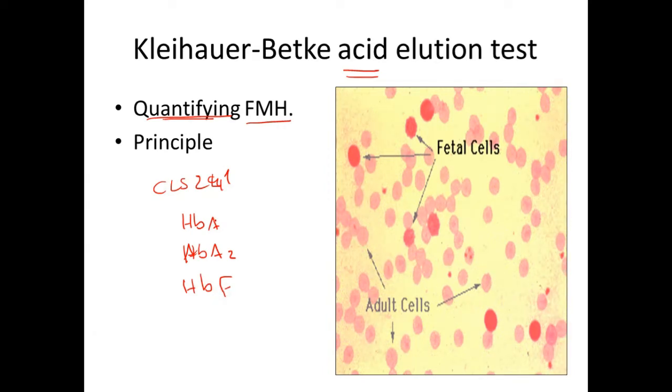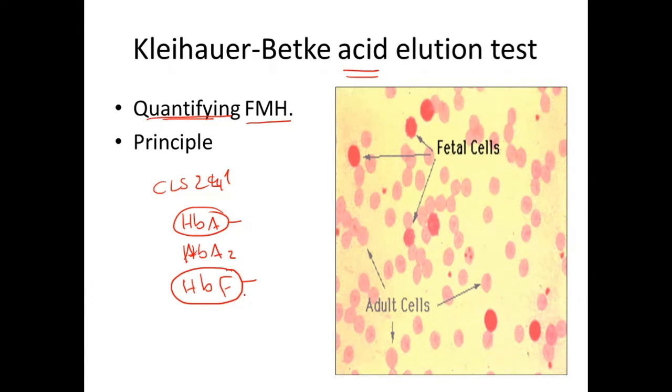Excellent. Hemoglobin F is the common hemoglobin in the fetus or newborn. We know that the most abundant hemoglobin in adults is hemoglobin A, and the most abundant hemoglobin in fetus or newborn is F. We can utilize this information by doing this test.